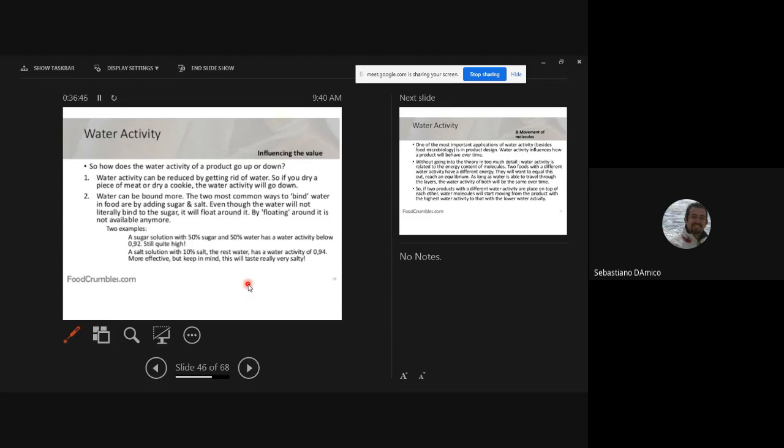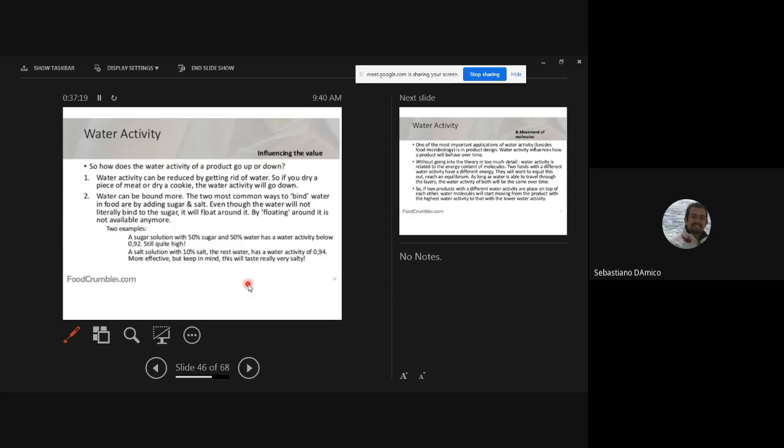Okay. So the two most common ways to bind water in food are by adding sugar and salt. Even though the water will not literally bind to the sugar, it will flow around it, so that floating water is not available anymore. So that's the way some water can be bound.